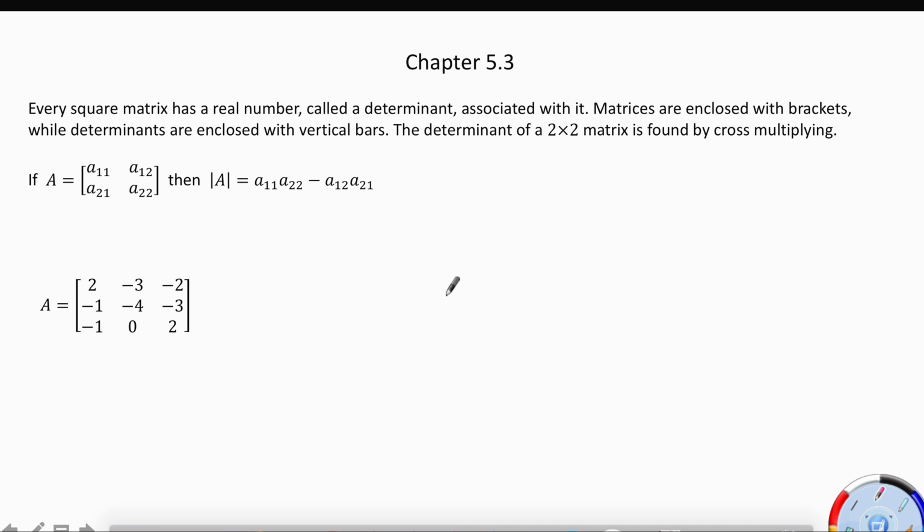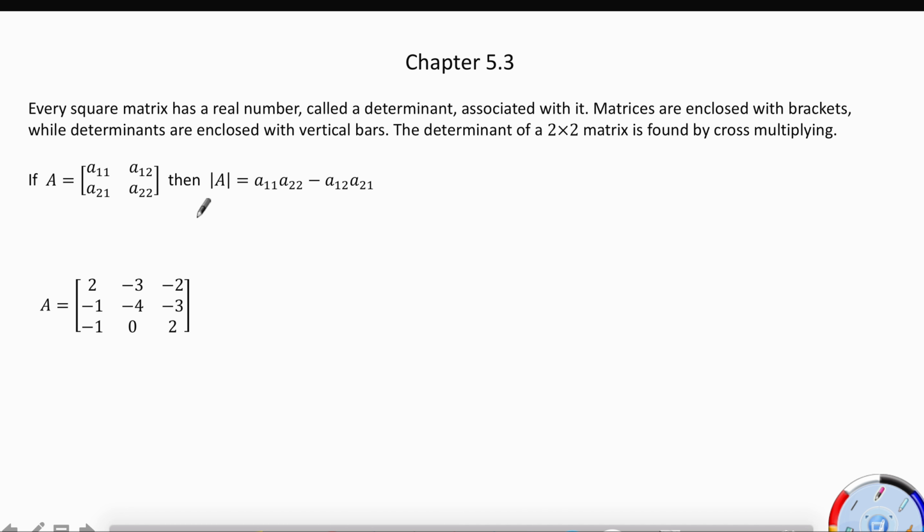Chapter 5.3, Determinant Solutions for a System of Equations. Every square matrix has a real number called a determinant associated with it. Remember, we mentioned that it's important to enclose your matrices with brackets. That's because determinants are enclosed with vertical bars.